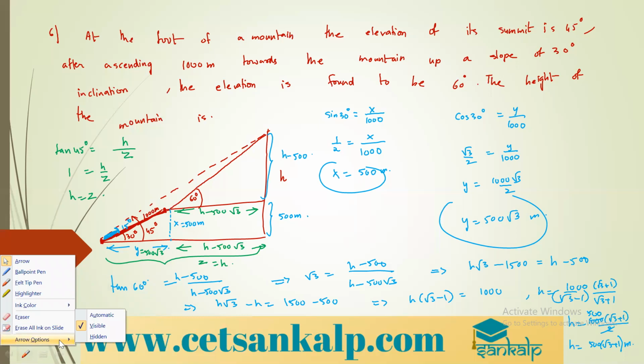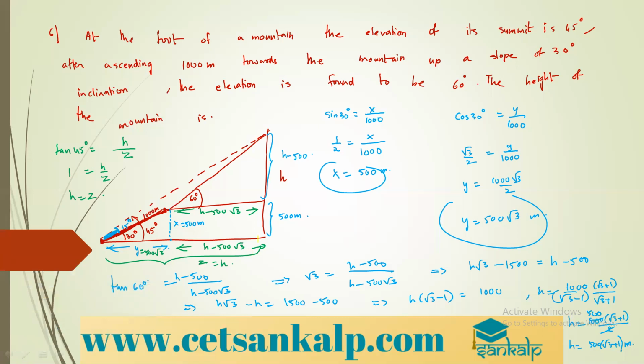I want to show with the arrow, or I will use highlighter. First, I used the small triangle, this small triangle with 30 degrees angle. I took sine 30 degrees as x by 1000. Because sine 30 degrees is 1 by 2, x by 1000, x will be 500. So x I got 500. So this opposite side also will be 500 and the upper part will be h minus 500.